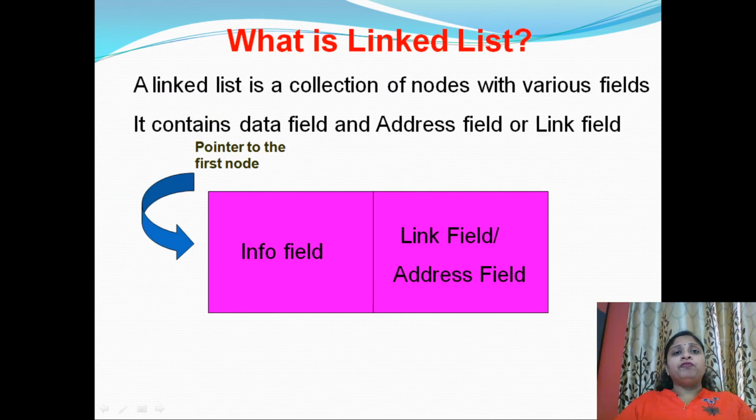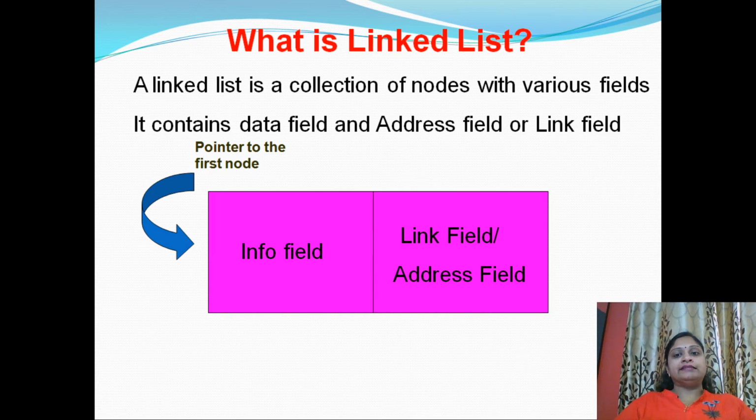Now we know why there is a need for a linked list. Now we'll understand what a linked list is. What is the structure of a linked list? A linked list is a collection of nodes with various fields. It contains a data field and an address field, or link field. The data field is also called the info field, and the link field is also called the address field.